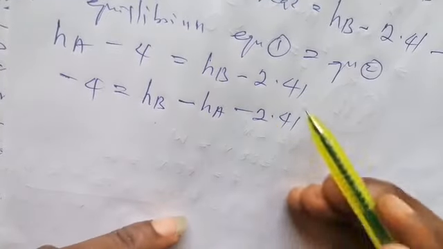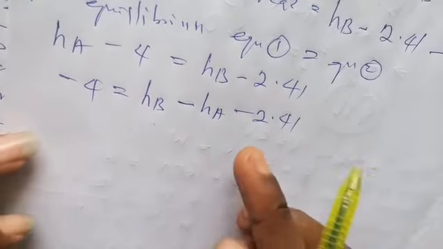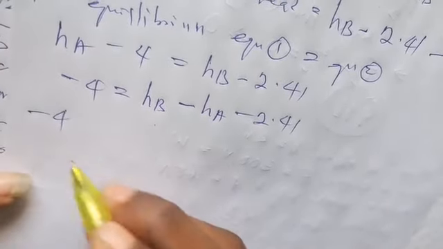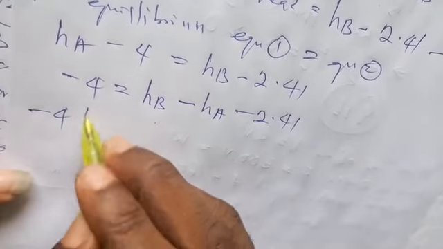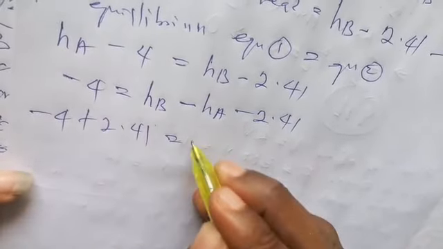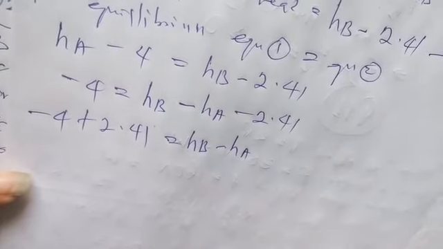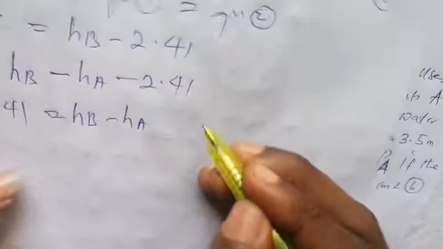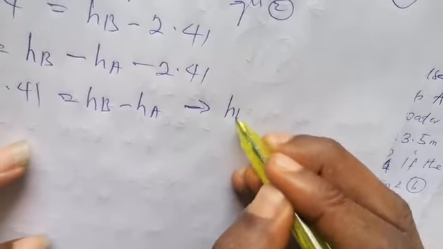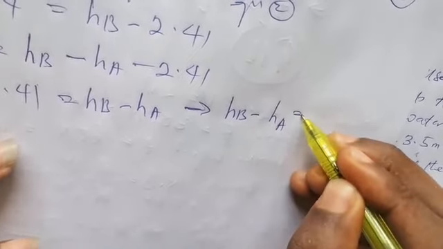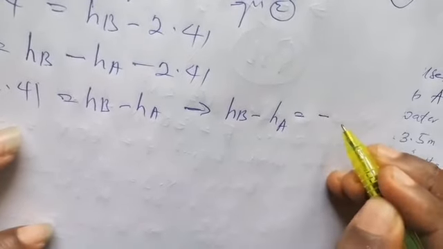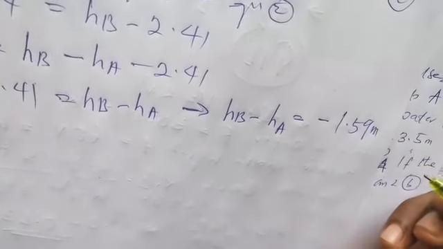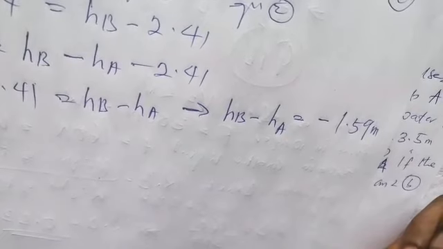Now I have to send minus 2.41 over to this side of the equation. The negative sign crosses the equal sign and becomes positive. So I have minus 4, and negative 2.41 becomes plus 2.41, and this is equal to HB minus HA. So minus 4 plus 2.41 implies that HB minus HA is equal to minus 1.59 in meters. This becomes the pressure head in meters. So it's a negative pressure.